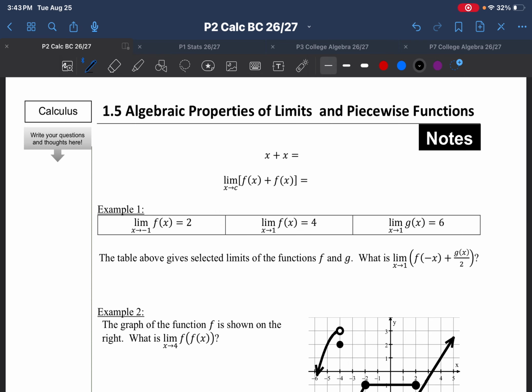Okay, this is notes 1.5, algebraic properties of limits and piecewise functions. So first off, let's start with what is x plus x? Okay, so x plus x is 2x.